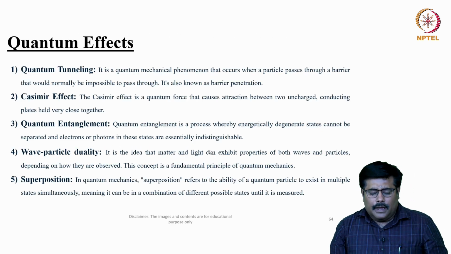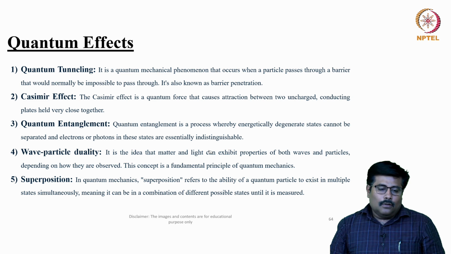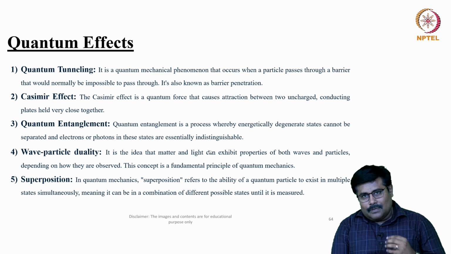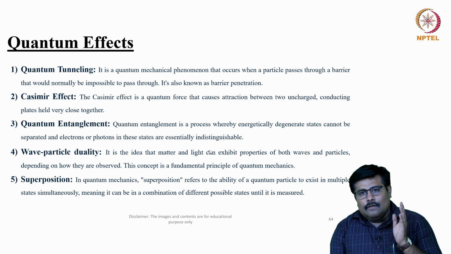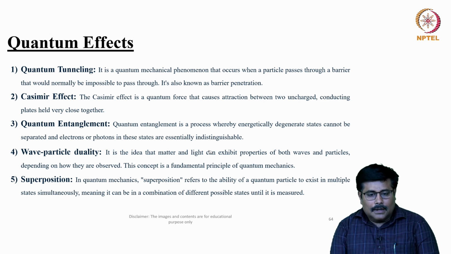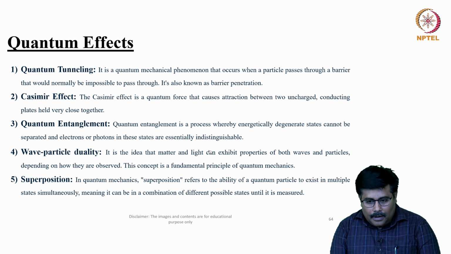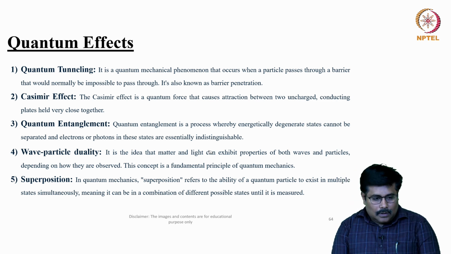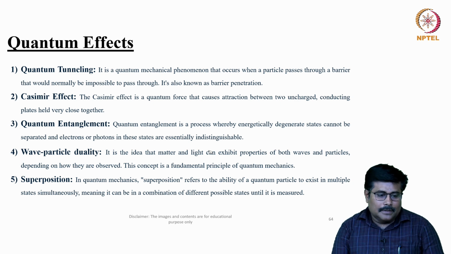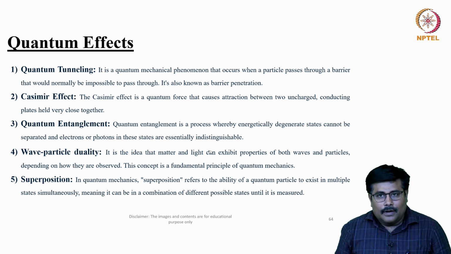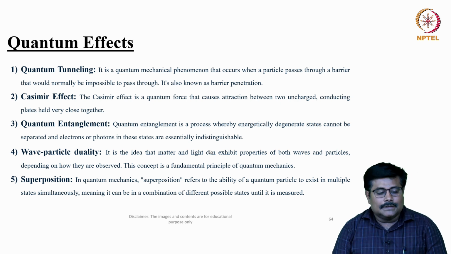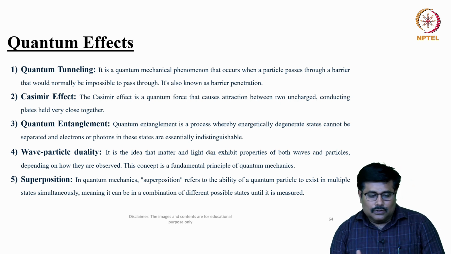Now we will discuss the influence of quantum effects in a micro-robotic system. First, we need some understanding of the different parameters that cater to quantum effects. One of the parameters is quantum tunneling. It is a quantum mechanical phenomenon that occurs when a particle passes through a barrier that would normally be impossible to pass through. It is also known as barrier penetration. Then we have the Casimir effect, a quantum force that causes attraction between two uncharged conducting plates held very close together.